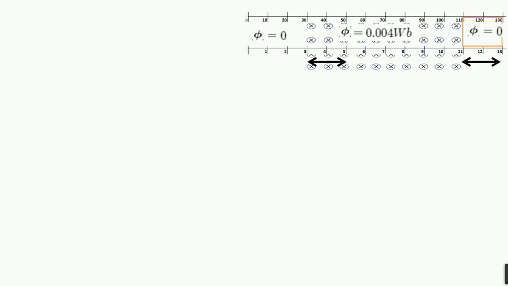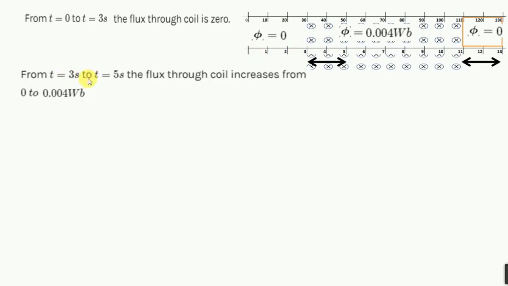Now we'll draw the graph between flux and time. Between 0 second to 3 second there is no flux. Now from 3 second to 5 second the flux increases from 0 Weber to 0.004 Weber. So till here it's 0, and after that 0.004. Till 5 second the flux increases to 0.004 Weber. After 5 second to 11 second there is no change, so the flux will be 0.004 Weber. After 11 second, when the loop starts coming out, the flux decreases from 0.004 to 0. So it will start from 0, it will go till 0.004, again it will decrease.